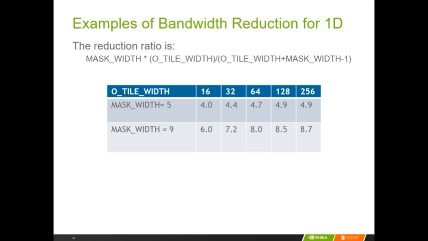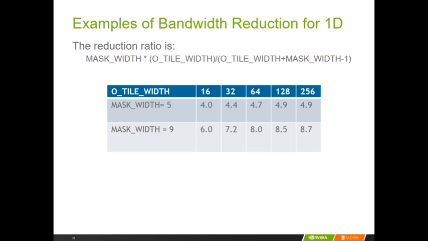As we can expect, when the output tile's width is much bigger than the mask width, we essentially should have every element be reused about 5 times. That is, the middle section of the input tile, where every element will be used 5 times, is much bigger than the elements that are on the edge of the tiles. So that's why as we increase the output tile width, the reuse ratio approaches 5.